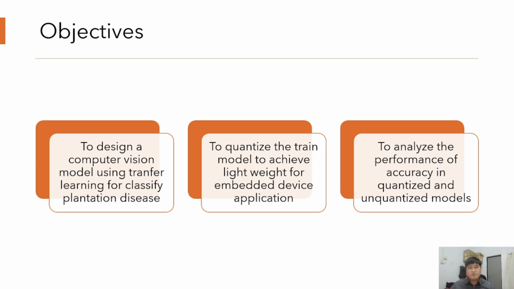Objectives. This project has 3 objectives. First, to design a computer vision model using transfer learning to classify the plantation disease. Second, to quantize the trained model to achieve a lightweight model for embedded device application. Third, to analyze the performance of accuracy in quantized and unquantized models.